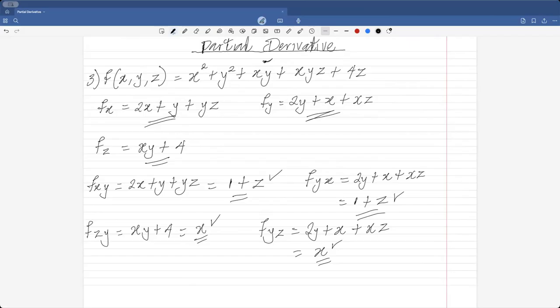So you can try others yourself. You will realize that at some point, we will get the same answer when we switch variables. So let's try some other questions.